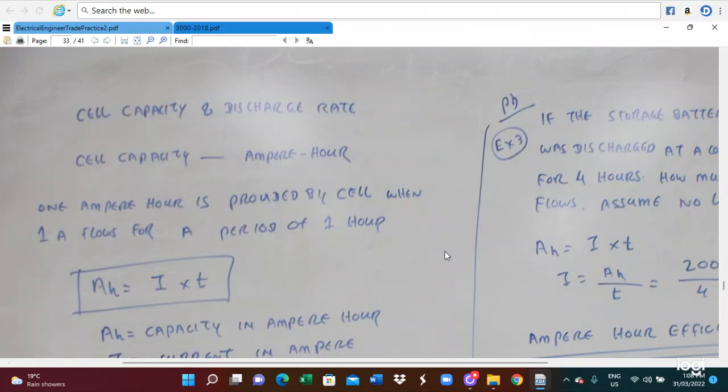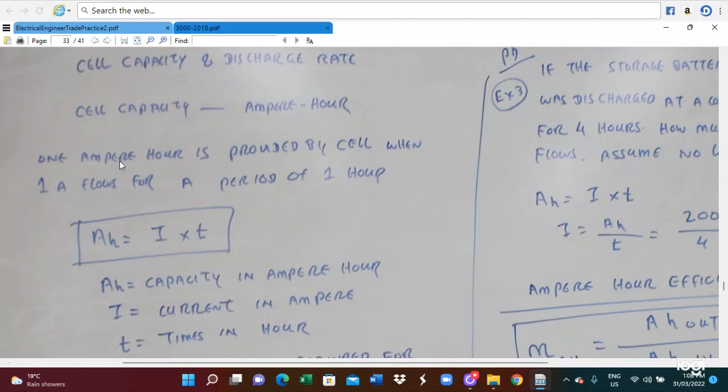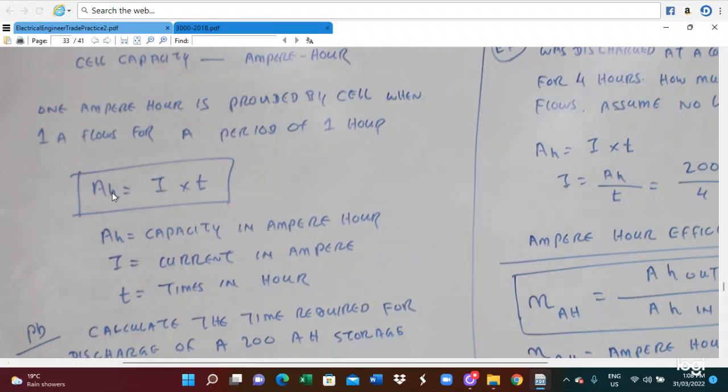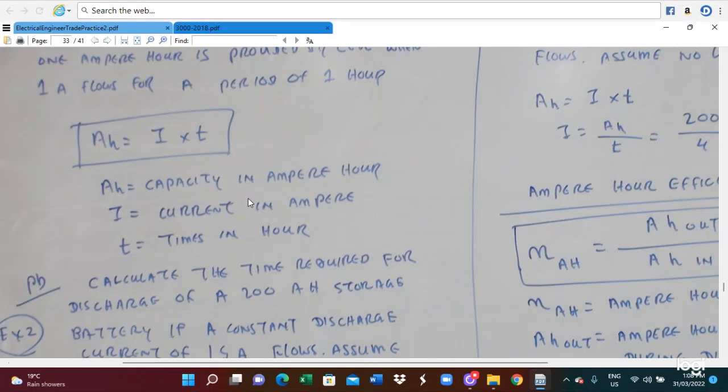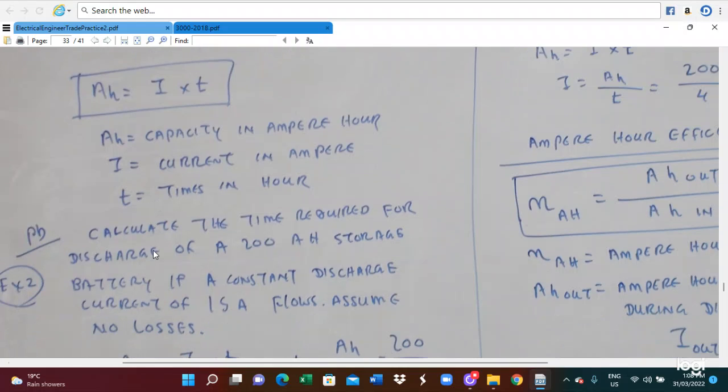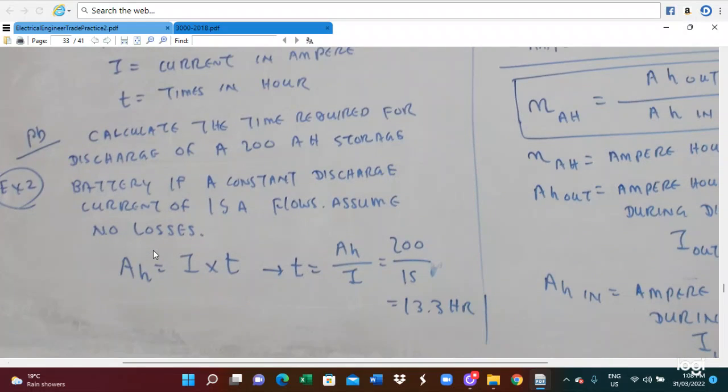So the cell capacity and the discharge rate: the cell capacity is based on the ampere hour method. One ampere hour is produced by a cell when 1 ampere flows for a period of 1 hour. So this ampere hour calculation is I multiplied by T. It is the capacity in ampere hour, I is the charge current, and T is the time in hours. So that we solve this problem.